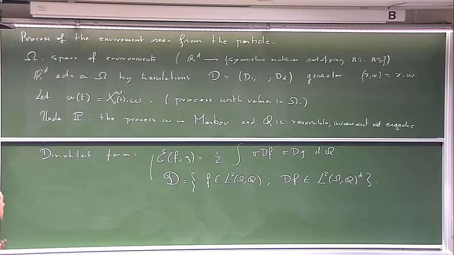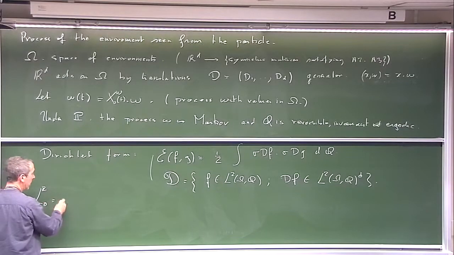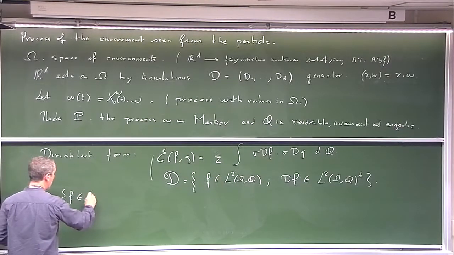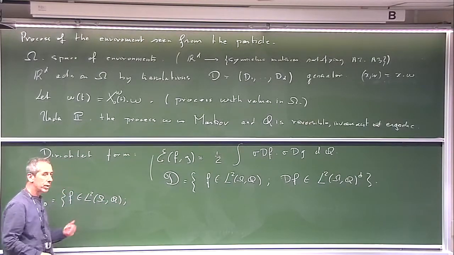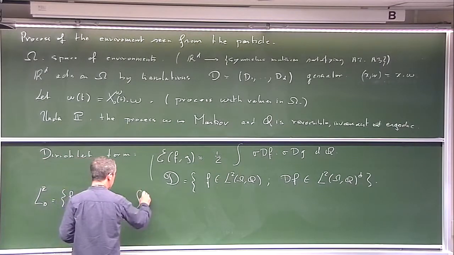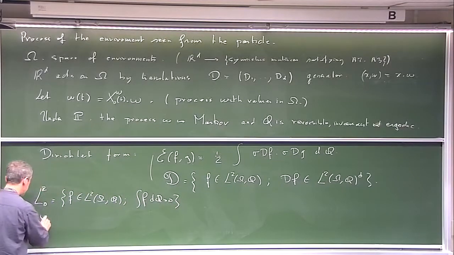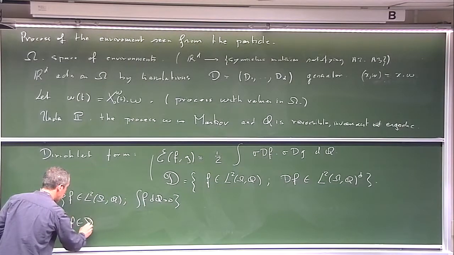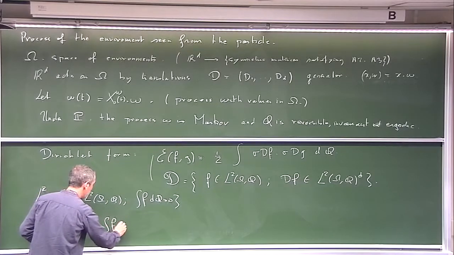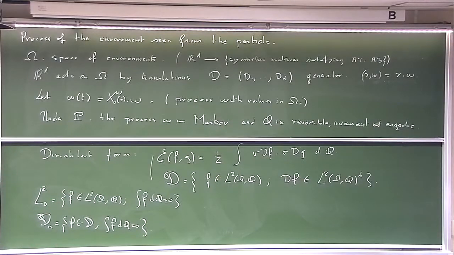And later, I will also use the notation L2,0 for the space of functions f which are in L2 of omega and Q. At some point, I'm going to drop the Q in the notation. These have zero mean, so such that the integral of f dQ is 0. And I will also need the space D0, which is the set of functions which are in D, and which are centered: the integral of f dQ is 0. This is just notation that we will use a bit later.